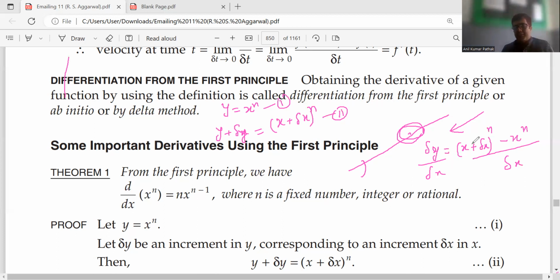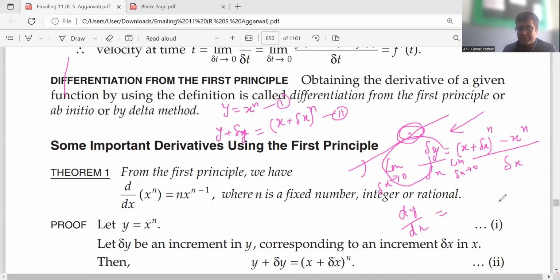Now we take the limit as delta x tends to 0. So we write here limit delta x tends to 0, and on both sides we write the same thing, limit delta x tends to 0. So this will now be called dy by dx. So we write it as dy by dx. Now we solve it.